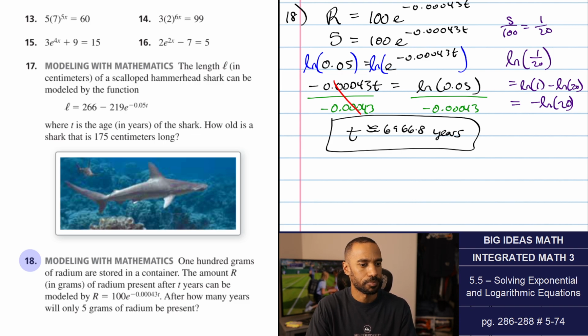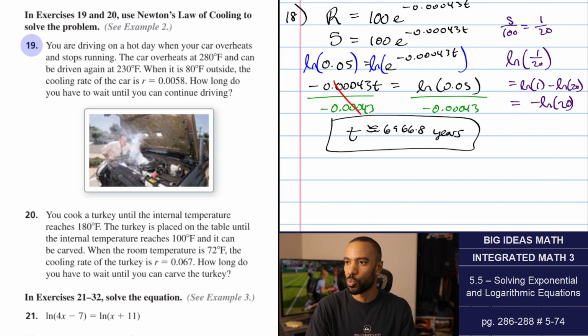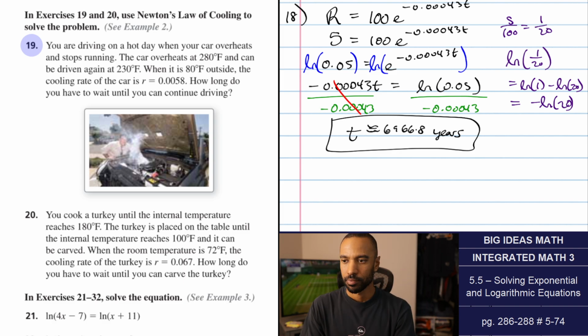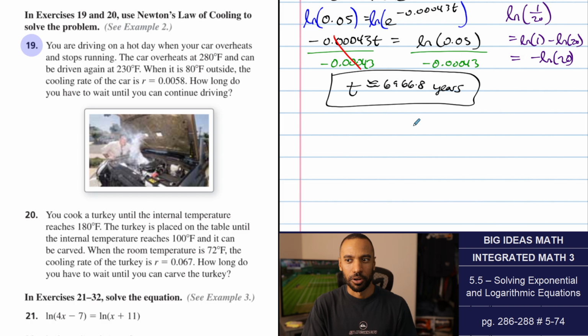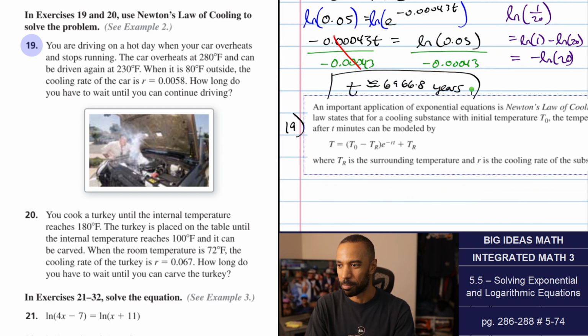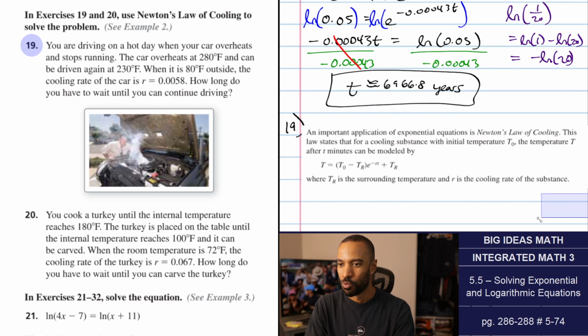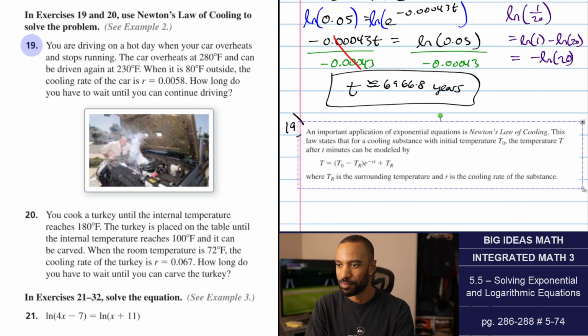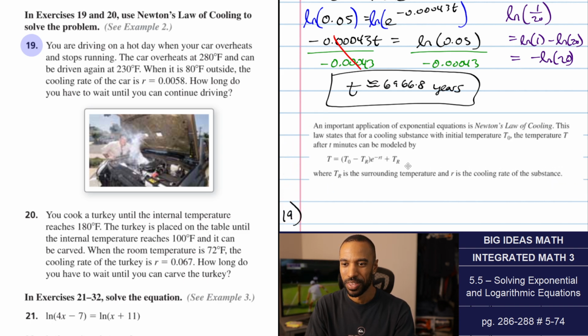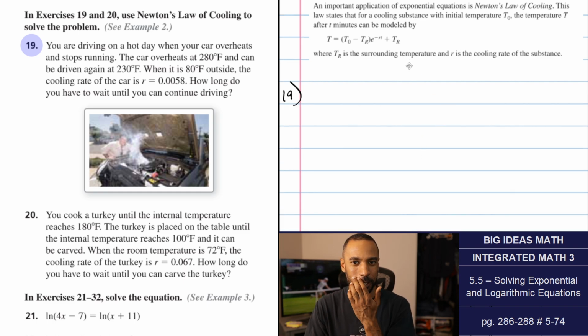All right, numbers 19 and 20 use Newton's law of cooling to solve the problem. So I need to go back and find that formula. One second. Okay, so now that I'm coming back, not only am I copying the formula, I'm copying the information because I don't know any of this stuff. I know T naught is going to be the initial temperature, but I need to bring everything else in with it. What T sub R is, I think I should know them, but I need to see it with the entirety of the problem. All right, so here we go. Let's take a look at this.